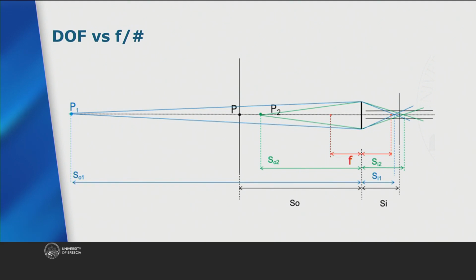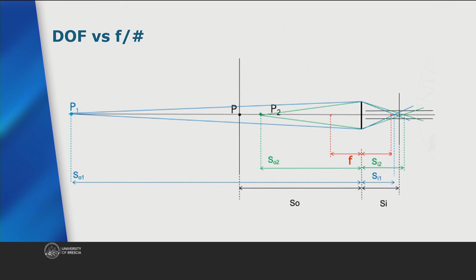And what happens to the depth of field when I change the aperture, that is, the diameter of the lens? Let's go back to the same diagram. Point P at a distance SO that focuses on the image plane at a distance SI. A second point, P1, at a distance SO1, which focuses at a certain distance on the image plane SI1. And finally, a third point, P2, at a distance SO2 from the lens, which focuses at a distance SI2 on the image plane. This time, let's try decreasing the diameter of the lens.